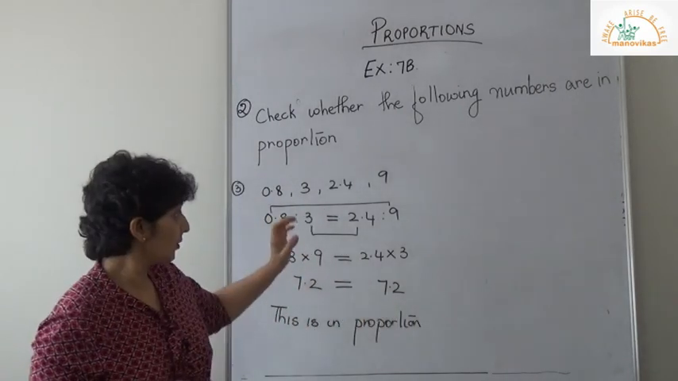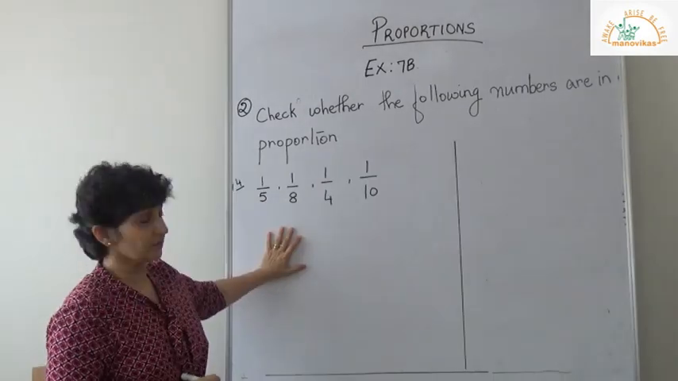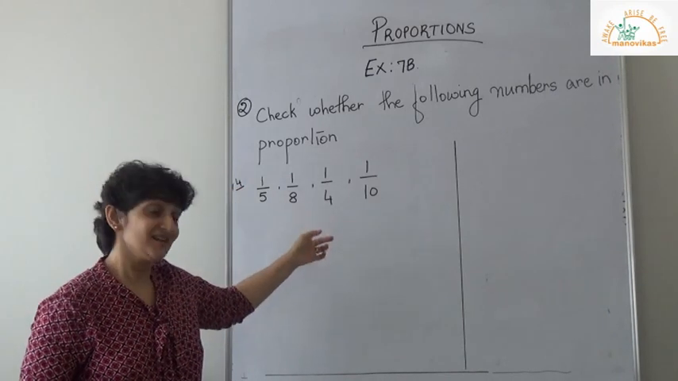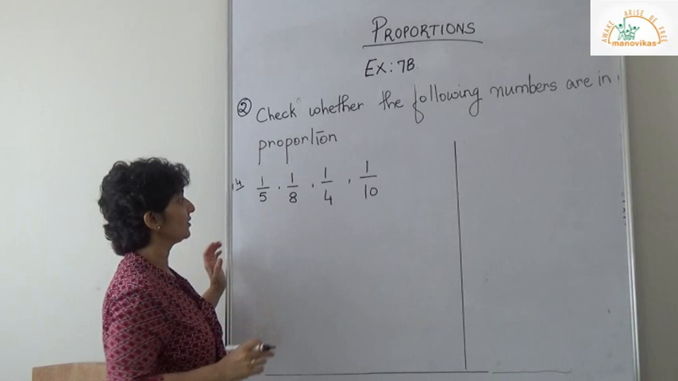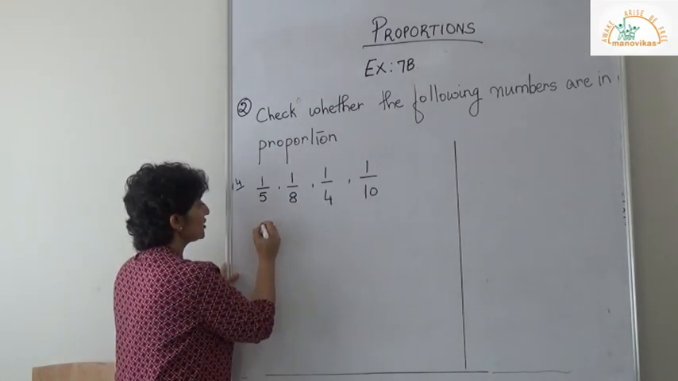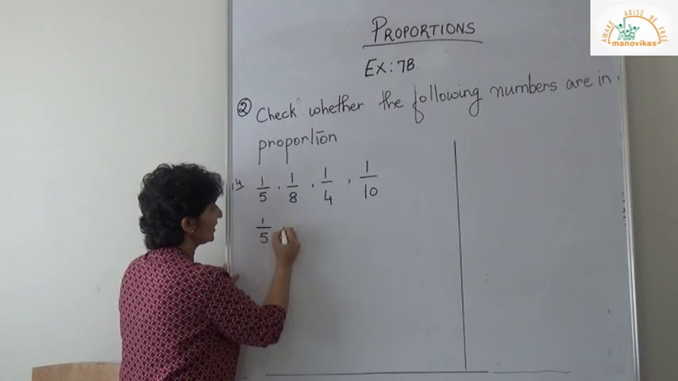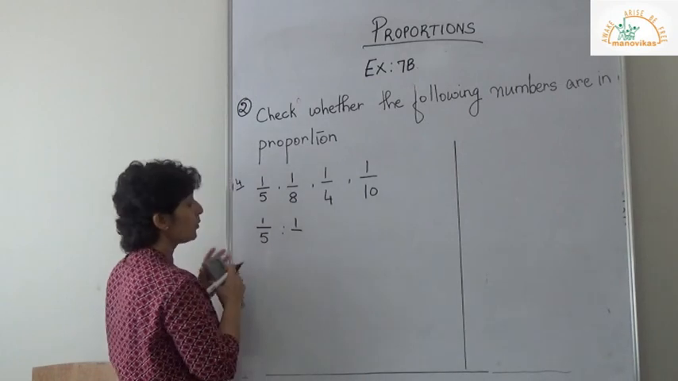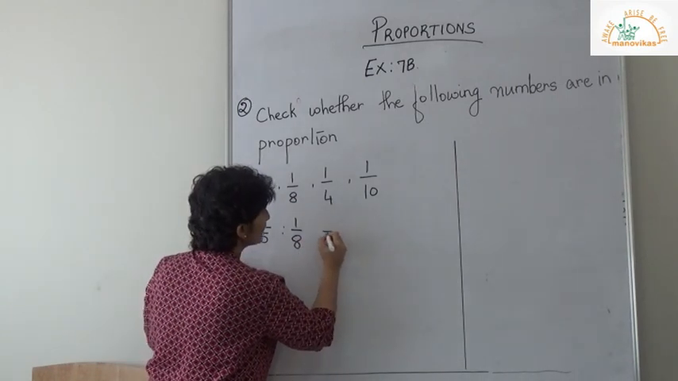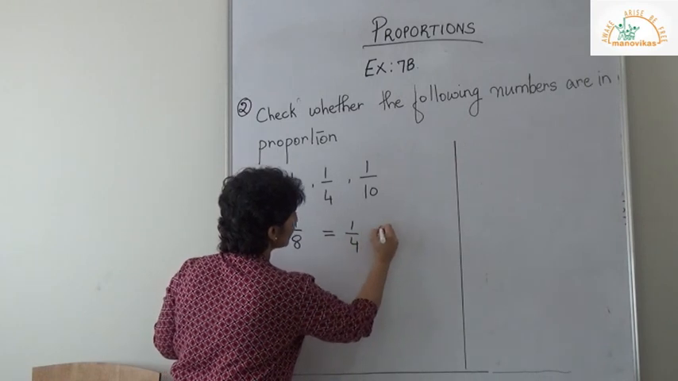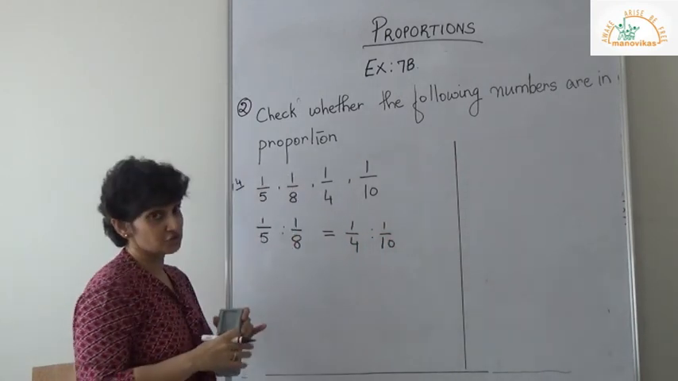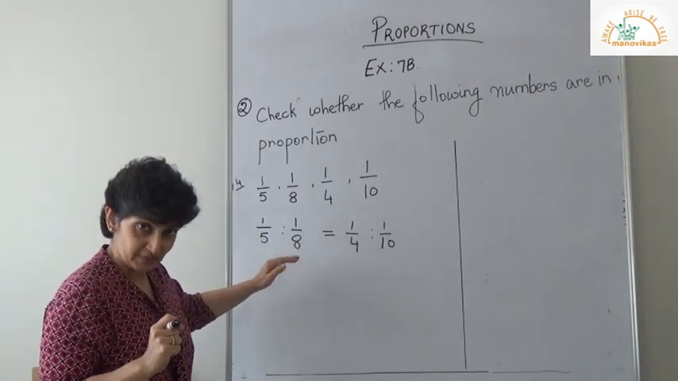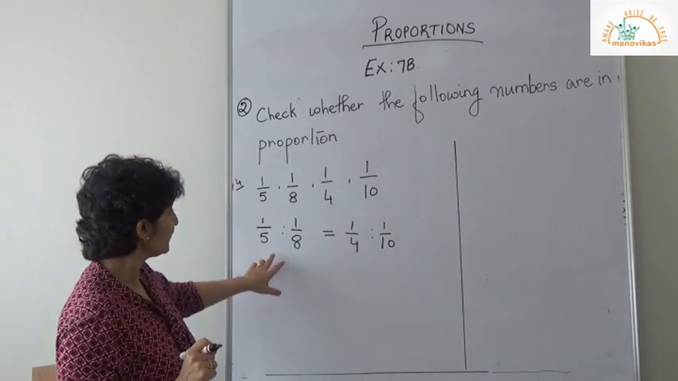Have you understood, children? Alright, now let's move on to the next one. Now, question 2 itself, I'm doing another sum, fourth one. Now, here we have fractions, and you need to find out whether these fractions are in proportion. So, let me take it as 1 upon 5 is to 1 upon 8 should be equal to 1 upon 4 is to 1 upon 10. Now children, you know whenever we have fractions, what did we do? We converted by taking the LCM, right? And then we got our ratios.